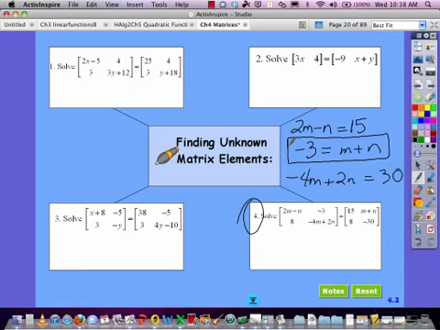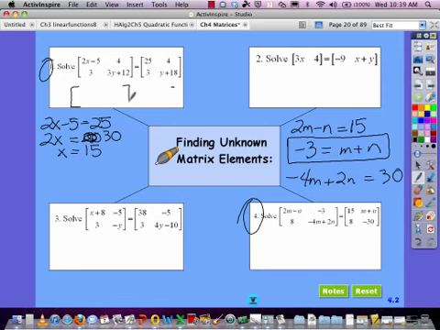At number 1. If I'm looking at this 2 by 2, I can see that 2x minus 5 has to equal 25. Well, if you remember, that's a one variable equation. We could solve that by moving the 5 to the other side, by adding 5. When we add 5, we get 30. So we now have x equals 15. If x is 15, we can use that to finish the matrix.